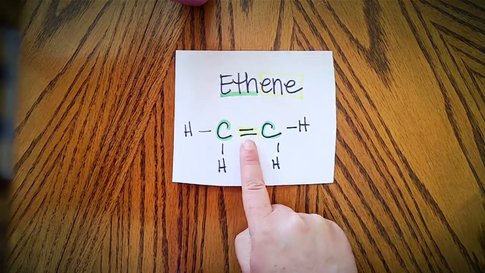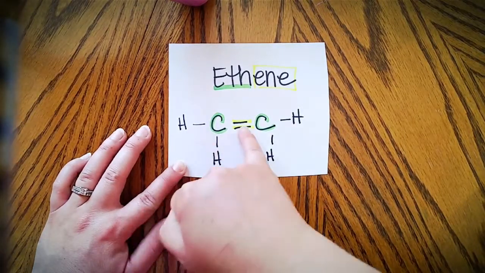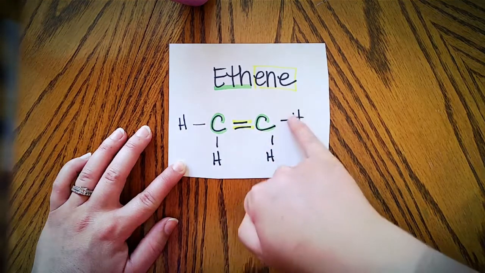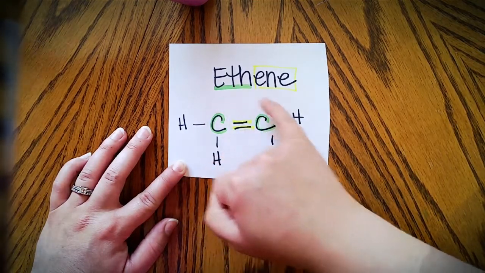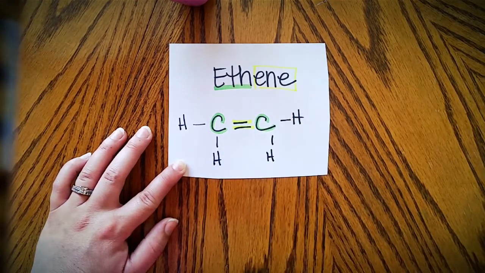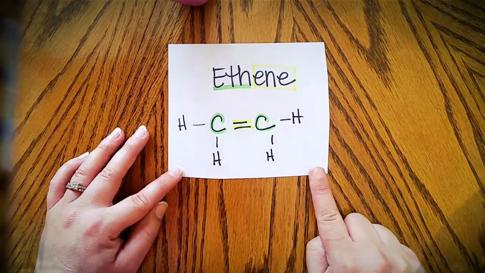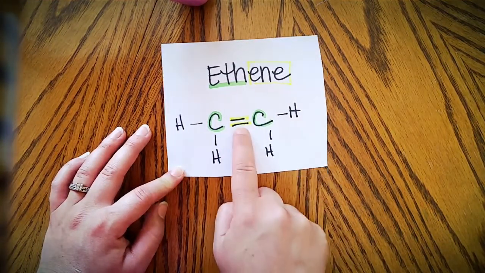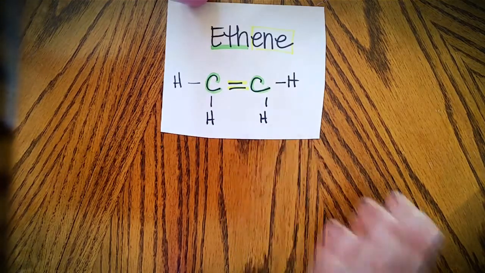Ene means double bond. Now notice that this carbon still has a total of 4 bonds. 1, 2, 3, 4. Each line counts as 1 bond. This carbon has 4. 1, 2, 3, 4. So in order to make that double bond, I had to remove these 2 hydrogens. Okay, so again, this would be an unsaturated molecule because 2 of the hydrogens are missing in order to form that double bond. Okay, so there's ethene.